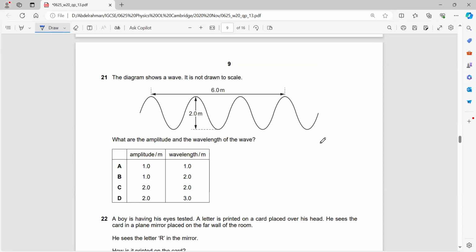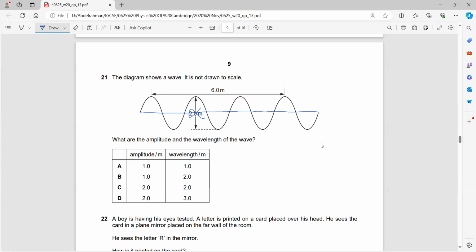What are the amplitude and the wavelength of the wave? The amplitude is not two. This is wrong. The amplitude has to be one. Why does it have to be one? Because this is the mean position.